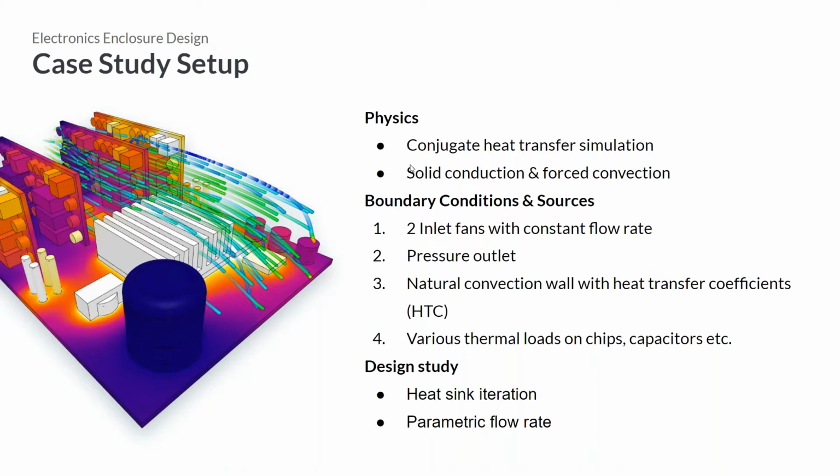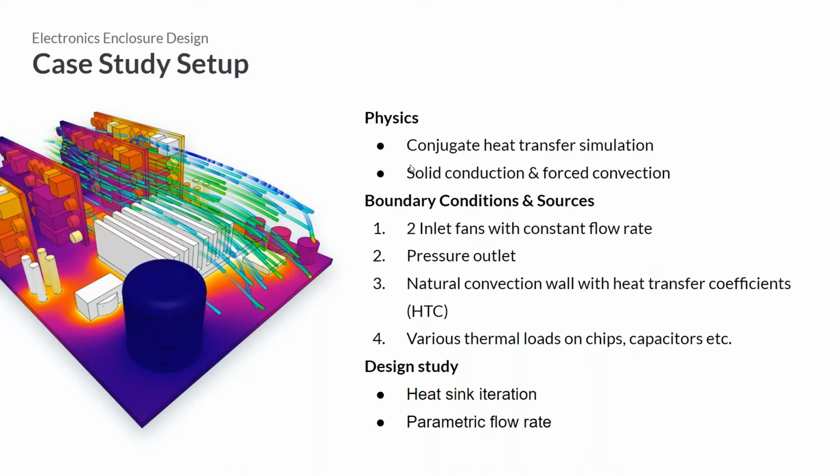In regards to boundary conditions and source terms, we have two inlet fans for this power electronics enclosure. We use here a constant flow rate for simplification. It's obviously also possible to just upload a fan performance curve and really get the flow rate as a result of your simulation as well. We use a pressure outlet, simply an opening of the casing on the other side. Add some natural convection wall boundary conditions.